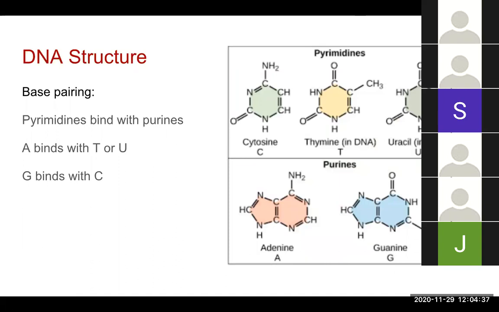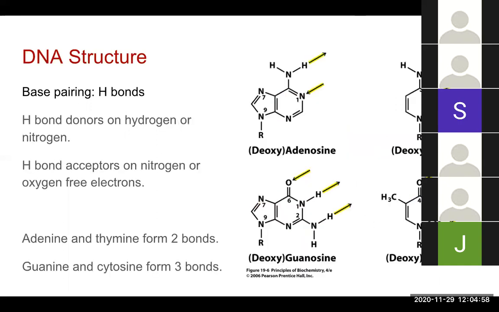So we have the pyrimidines and the purines, and one will pair with the other. The pyrimidines are cytosine, thymine, and uracil, and those have a single ring structure. The purines are adenine and guanine, and those have a double ring structure. And we'll move on to the next slide.